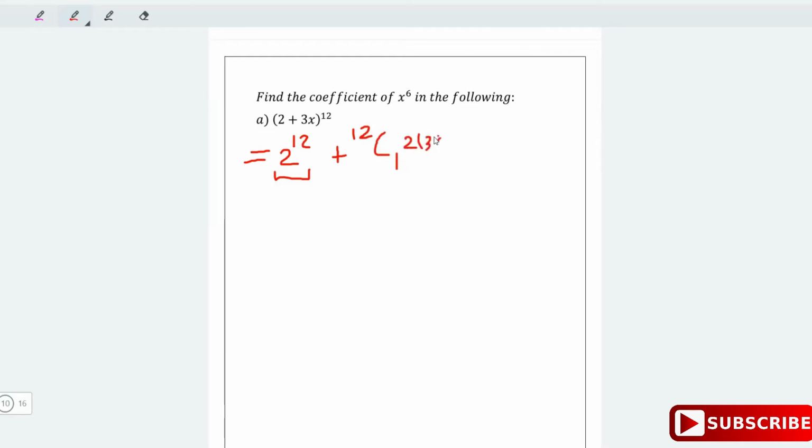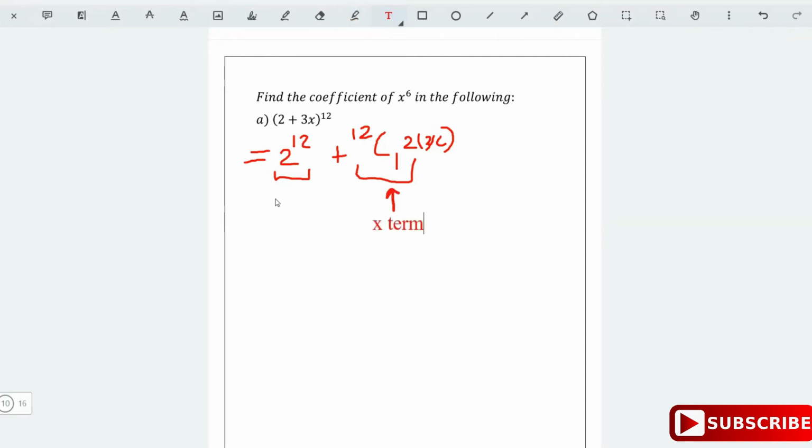Now this would be what? This part of it would give you the coefficient of your x term. Notice it now. This one will give you the coefficient of your x term. This is your x term. This would be your constant.